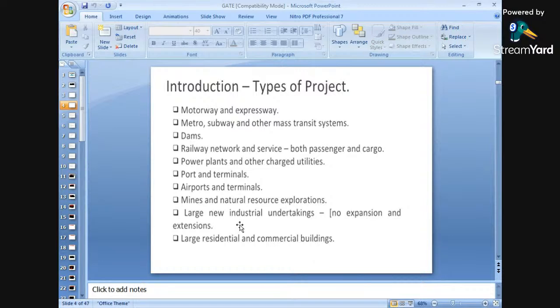Okay? So large new industrial undertakings, as well as expansions and extensions, will also be considered under a project. Large residential and commercial. This is a common thing which nowadays has been considered. That is, large residential and commercial buildings will also be considered under a project.